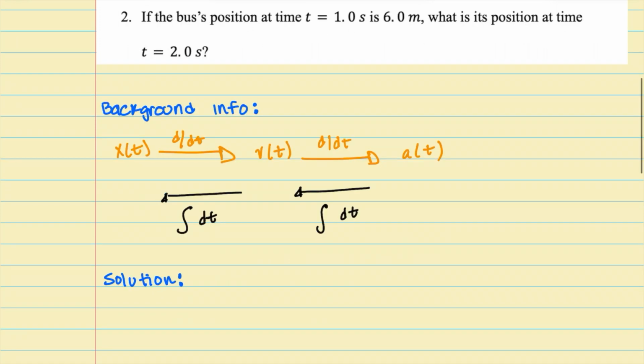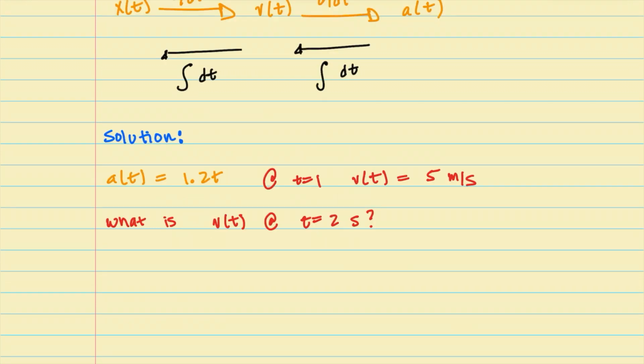We know that our acceleration function, once we plug in the value for beta, is equal to 1.2t. Additionally, we know that at time equal to 1 second, our velocity is 5 meters per second, and we want to solve for v(t), the velocity, at time equal to 2 seconds. For the first step, let's integrate our acceleration function a(t) dt.